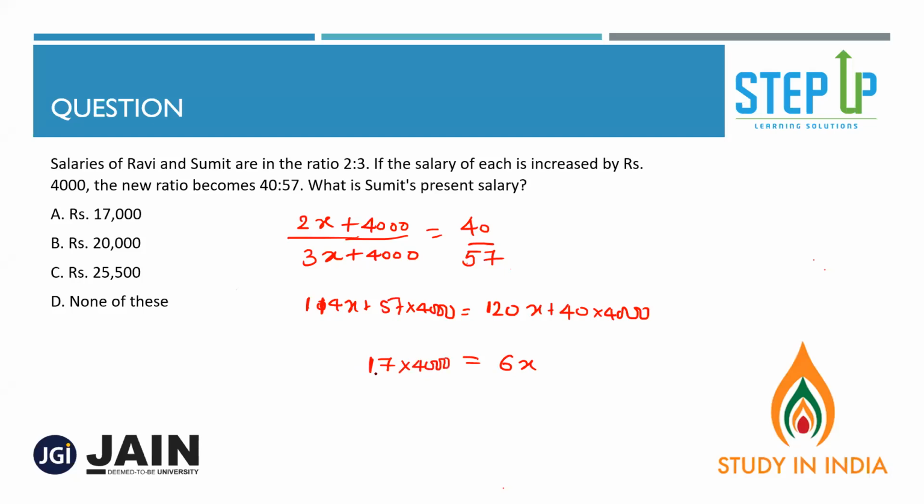Yes, the answer will be bad, because 17 is a number which is correct. So the answer is none of these. X number will be bad. Based on that, X number will be decimal. So even the salary of Ravi should be in decimal, whereas none of the options is in decimal. And moreover, it's close to what? This is 2, 3, and this is 2000. So 17 into 2 is 34.